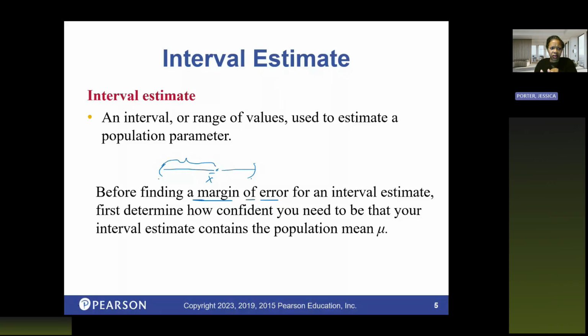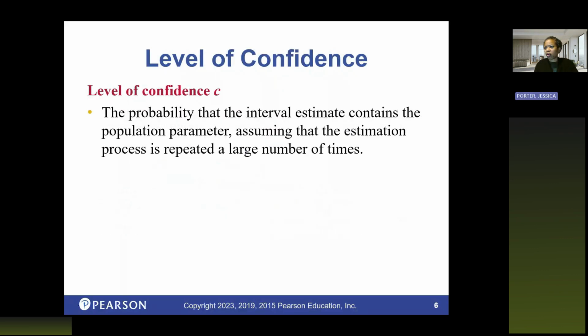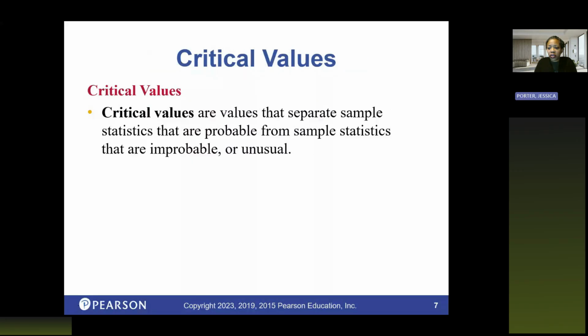Just in case you didn't catch what that meant, we're going to do more on it as we progress. But first, we need to find a level of confidence. This is the probability that the interval estimate contains the population parameter, assuming that the estimation process is repeated a large number of times. We use critical values for this. Critical values are values that separate sample statistics that are probable from sample statistics that are improbable or unusual.